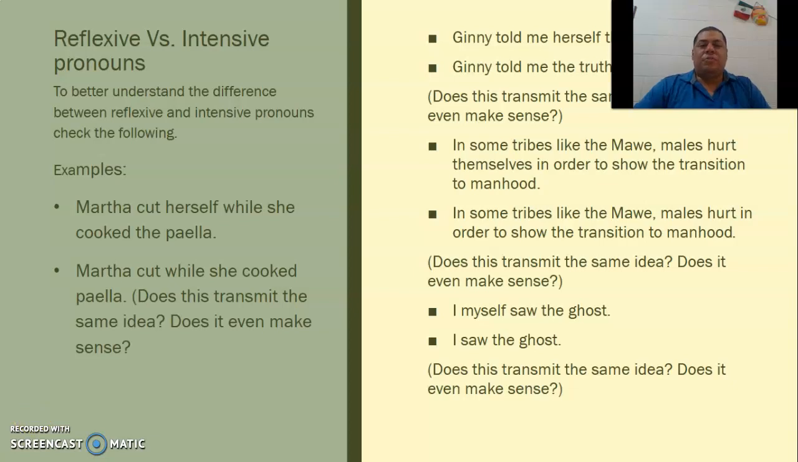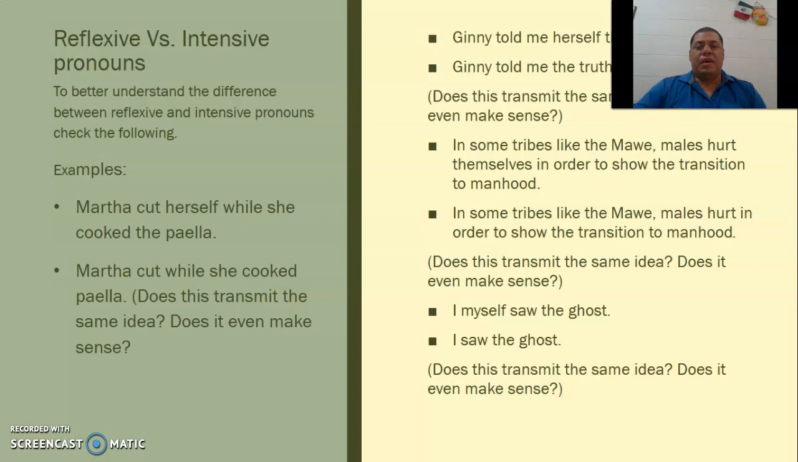Okay guys, this is going to be a very short video that hopefully will allow you to understand better the difference between reflexive and intensive pronouns. Now I gotta tell you, if after watching this video you still don't get it, I recommend you go ahead and check the book. The book explains this point in a more detailed way.